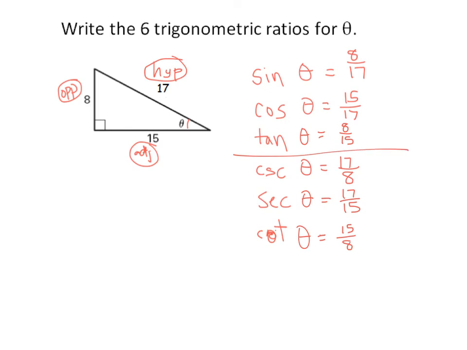Again, these are our original 3 sine, cosine, and tangent ratios, and the 3 new ones are the reciprocals of those. Sine, the reciprocal is cosecant; cosine, the reciprocal is secant; and tangent, the reciprocal is cotangent.